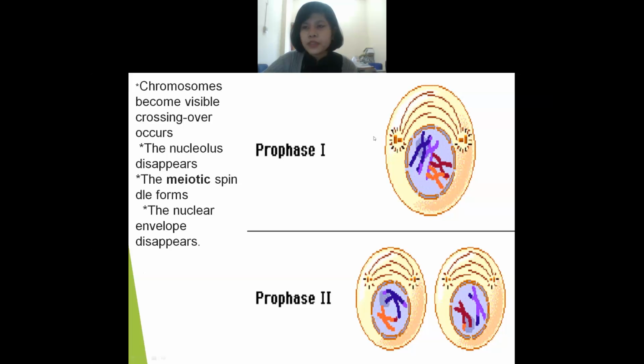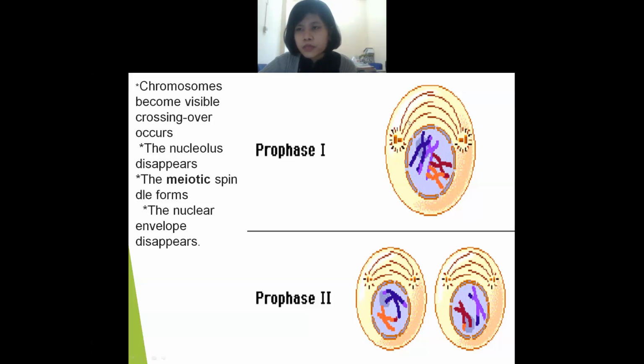And next is prophase 1. In prophase 1, the chromosomes become visible. Understand? And here crossing over usually occurs. Crossing over means they touch each other. The chromosomes become visible during this stage, and the nucleolus also starts disappearing. Understand? The nucleolus starts disappearing.